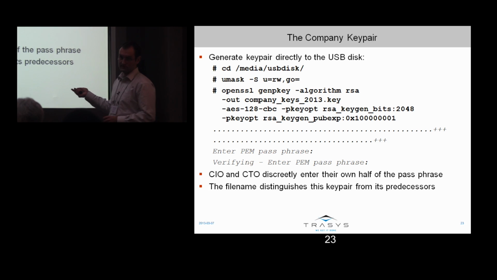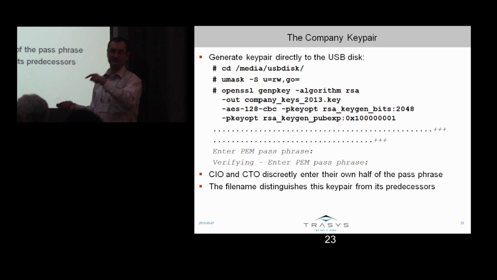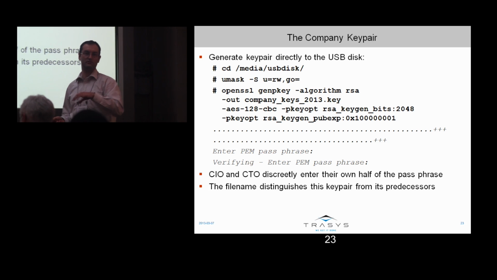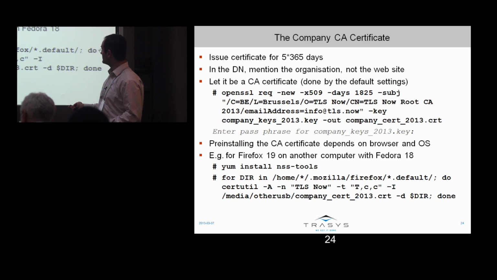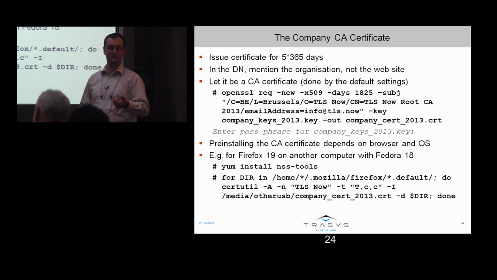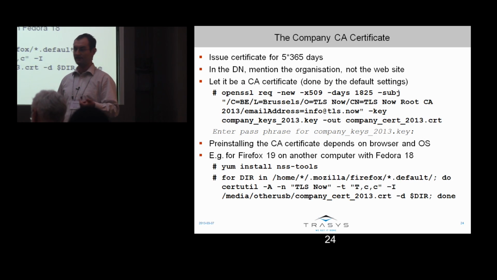I called it 2013 because in 5 years' time, we're going to create a new key, and I don't even want the risk to have keys getting on top of each other and so on. Like this, we keep it neat and tidy. Now we need to use this key pair to create a self-signed certificate, and this time it's going to be a CA certificate.